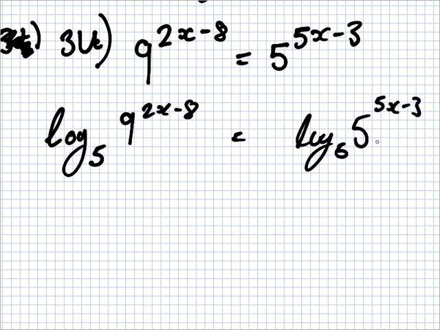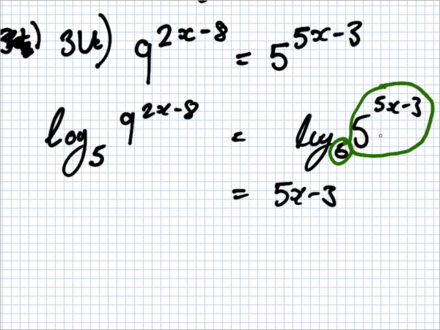You see what happens here? You can take this down, and then what's log 5? 1. Or another way to think about it is you can say 5 to what power will give me 5 power 5x minus 3. Obviously the thing that went on the 5 to make 5 power 5x minus 3 is 5x minus 3. If you're not happy with that, just take that guy down in front, and then log 5 is 1.